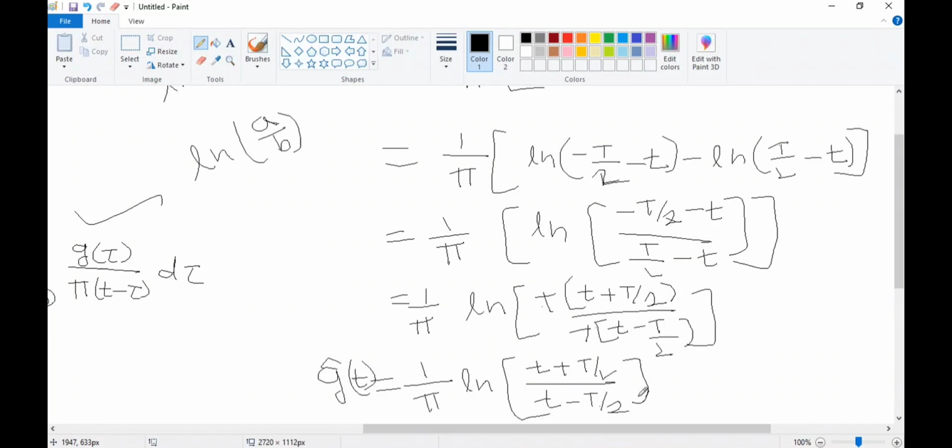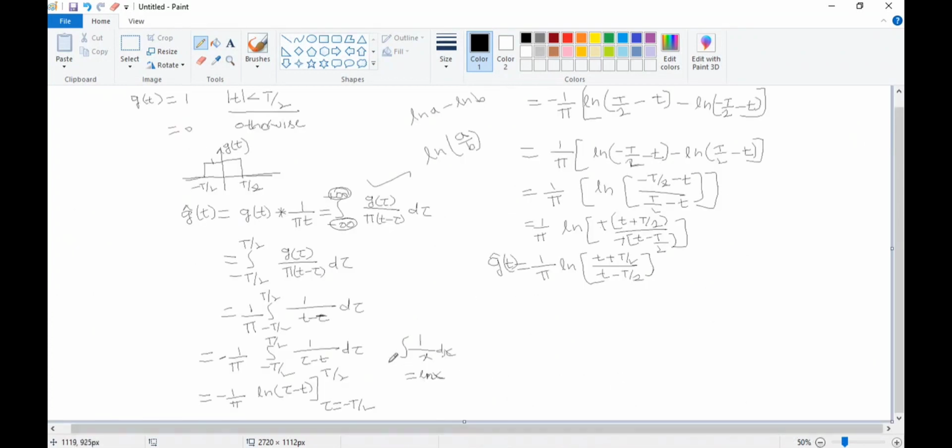So this is the complete Hilbert transform of the given signal. Let me just show you the complete thing together. Here, I need to find the Hilbert transform of this signal g of t, which is given as g of t equal to 1 from minus t by 2 to plus t by 2, and otherwise it is 0. The same thing I have represented in graphical form. Then I need to find g cap of t.